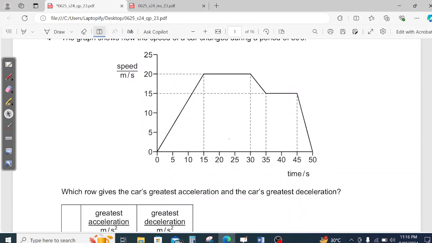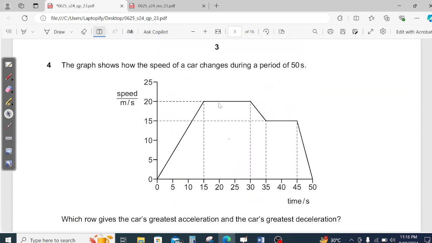Question number 4 is, the graph shows how the speed of a car changed during that period of 50 seconds. You can see the graph, speed time graph. I will give you a little bit of information about that.